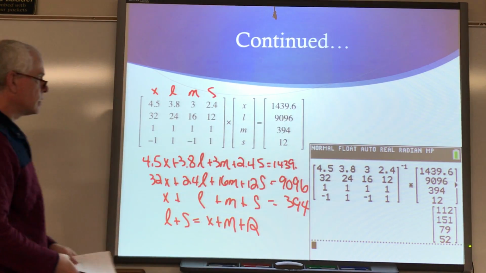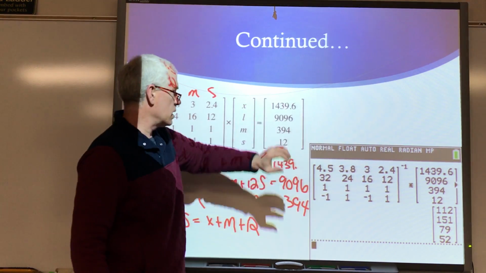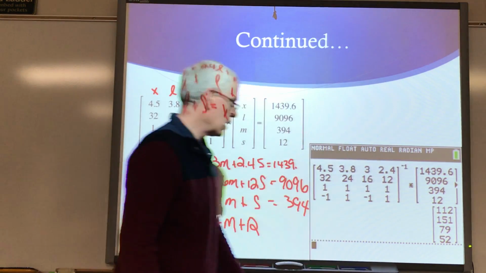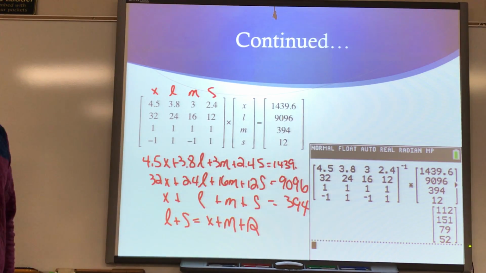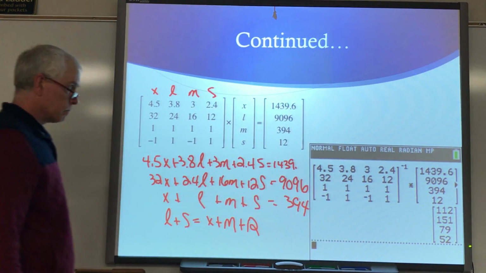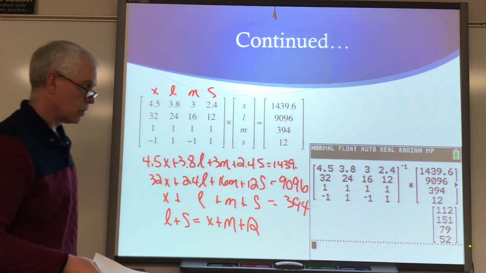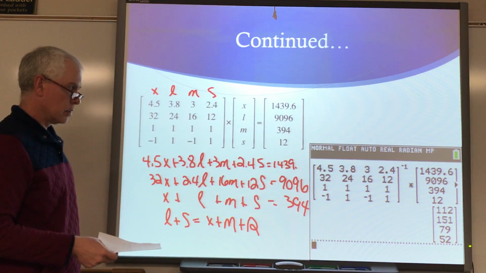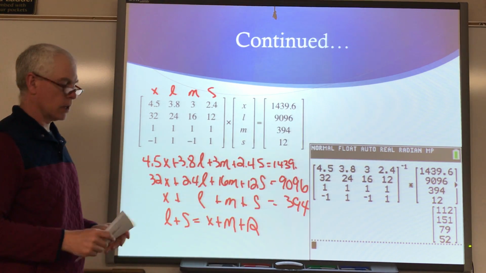Okay, so that's the equation. Now if I want to solve it, I take this inverse times this one. So I do that, and I'm left with 112, 151, 79, and 52. Well, let's interpret that a little bit. This means we must have sold 112 extra large, 151 large, 79 medium, and 52 small soft drinks in order to get what we're looking at.